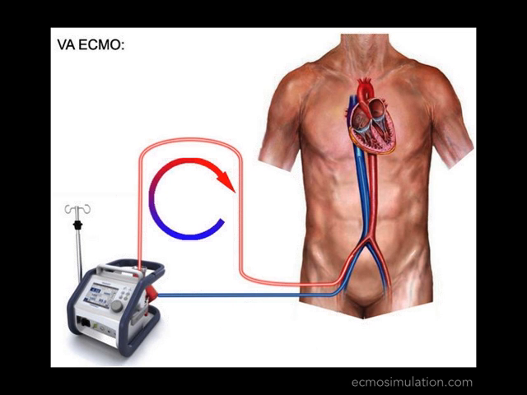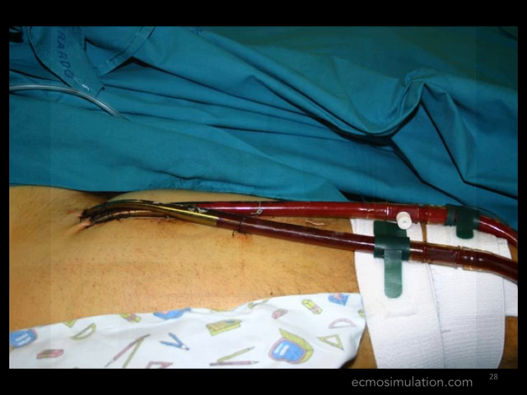This is how we typically place it: a drain down from the IVC, pump it through the machine, retrograde up the aorta, and essentially provides excellent support for patients if they're in cardiogenic shock. This is all that you see at the skin. It's pretty straightforward. You can see the blue blood leaving the patient and the red blood returning.